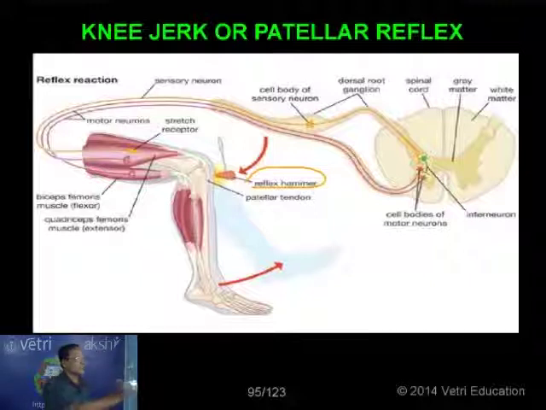So once the kneecap is tapped, what will happen? The stretch receptor formed in the quadriceps femoris muscle is stimulated. This stretch receptor is the receptor organ. It is carried by the sensory neuron to the gray matter of the spinal cord, where the relay neuron, interneuron, or association neuron conveys the message from the sensory to the motor neuron. The cell bodies of the motor neurons are situated in the gray matter. They carry the information through the motor nerve to the quadriceps femoris muscle, which acts as the effector organ.